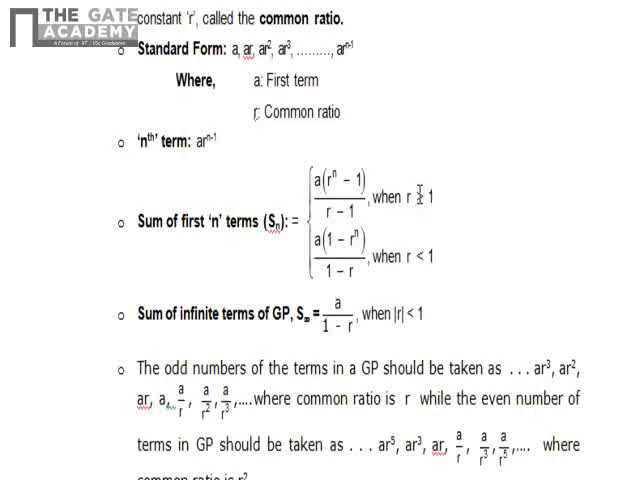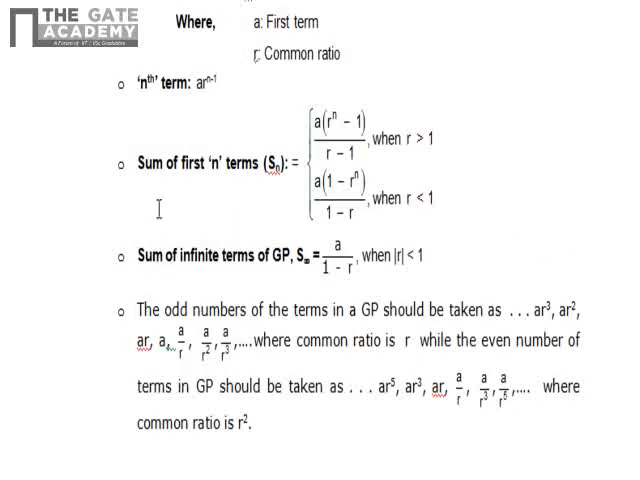Here the sum of first n terms formula has many forms, so we'll see them one by one. If the common ratio is greater than 1, then you'll have to use this upper formula, a into r raised to n minus 1 upon r minus 1. But if the common ratio is less than 1, then you can use this formula, a into 1 minus r raised to n upon 1 minus r. And there is also one important thing. Suppose in the question it is given to find the sum of infinite terms of GP, then you'll have to use the formula a upon 1 minus r, where modulus r should be less than 1.